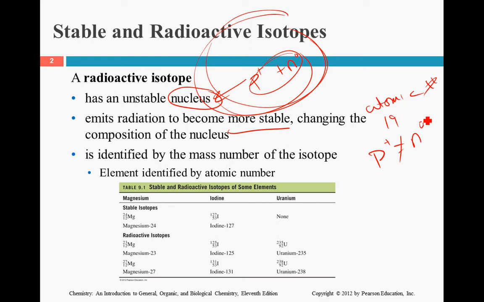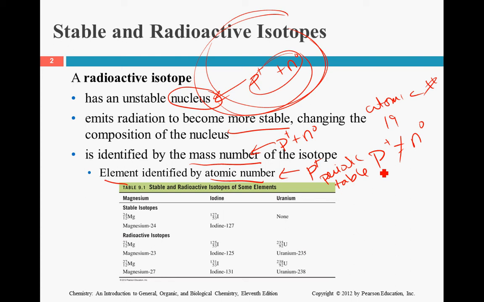So the isotope is identified by the mass number, which, if you don't remember, is the protons and the neutrons added together. The element is identified by the atomic number, which is just the protons. The atomic number is what you're going to find on the periodic table, whereas the mass number is for a specific isotope.